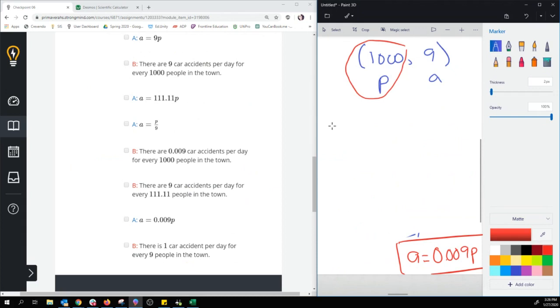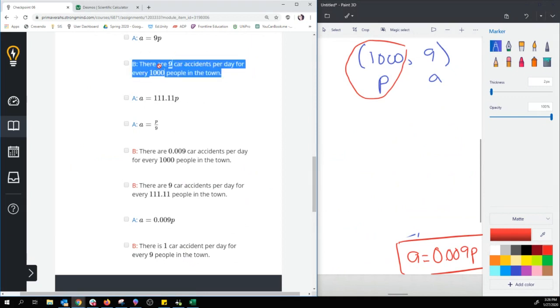Remember we said that there were 9 car accidents for every 1,000 people. So do we think it's the first one, second, third, or fourth? Which do you think best fits? The first one, exactly. There are 9 car accidents per day for every 1,000 people in the town, using both of those numbers correctly. Perfect. All right. So let me know once you're good with that one, and we'll go on to the next one.